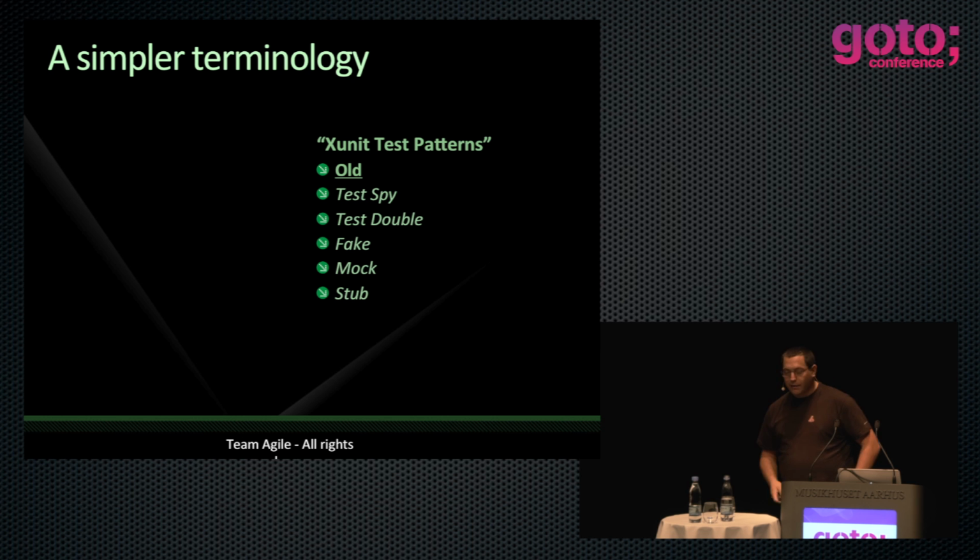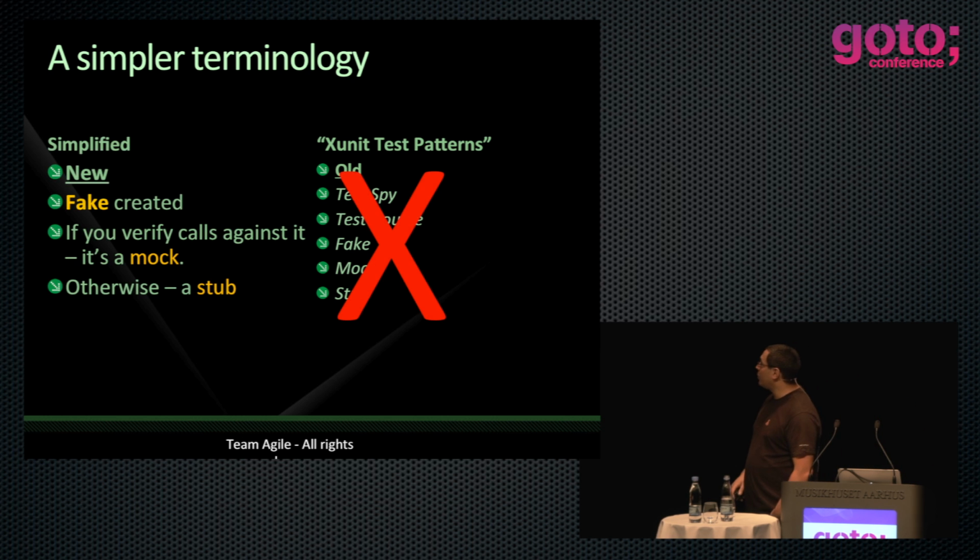What I find is that if I use a simpler terminology, and I don't use all these, I just have three things that I talk about. I have fakes. Fake is everything that looks like something else. And then if I assert against it, then it's a mock. If I don't assert against it, it's a stub. And that's the only differentiation.